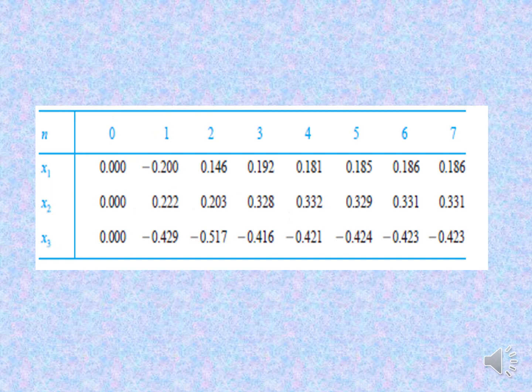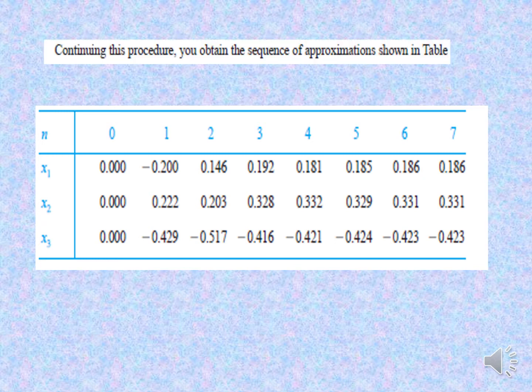Now we perform the second, third and fourth iterations, and we summarize all the results in this table. So n equal to 0 shows the 0th iteration, n equal to 1 shows the first iteration, and the values of x1, x2, x3 are given. Up to the 7th iteration computations have been done, and we can see that in the 6th and 7th iterations the values are equal up to the third decimal place.